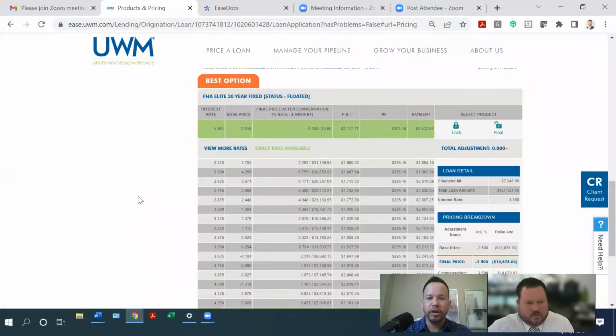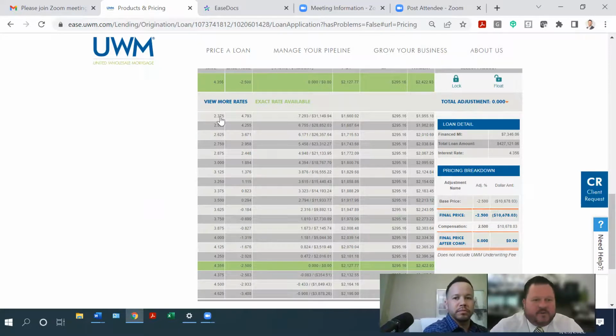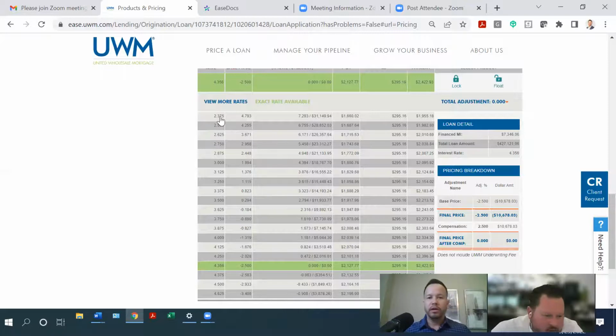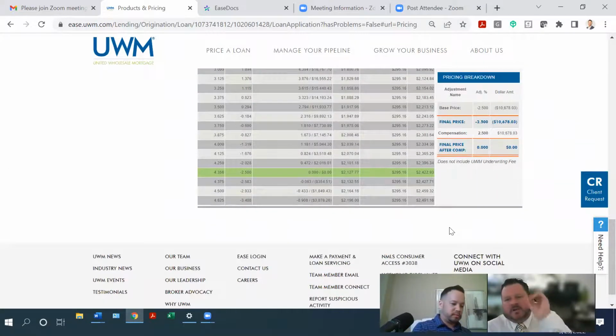Okay, so we are here. View More Rates. Now by looking at this, we know the lowest possible rate, 2.375, with a cost of $31,149.94. Okay, so 2.375, 31,149.94. And then 4.625, and it's given a credit, so we're going to put 0. Flip back to the Ease Docs.